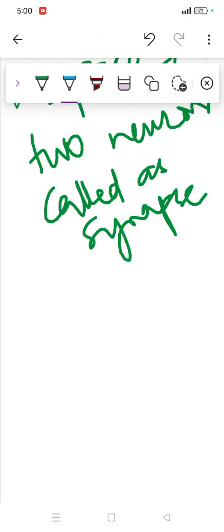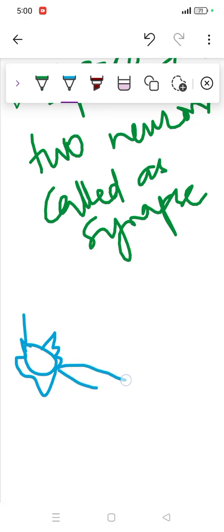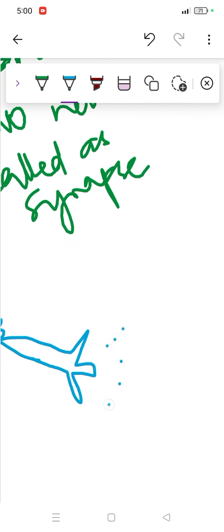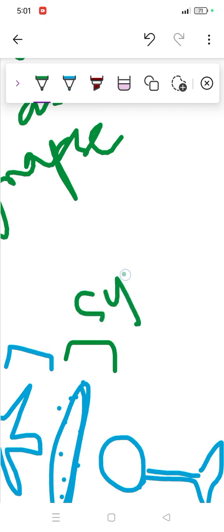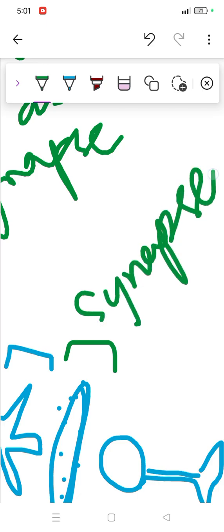When we make a structure, if this is the head, the first part which has dendrites, and this is the structure. We have discussed the neuron structure in very detail. If this is one neuron, then the space between the ending of one and the starting of another, here's the other's starting, this space between two neurons is called a synapse basically. So yes, I hope it will be clear.